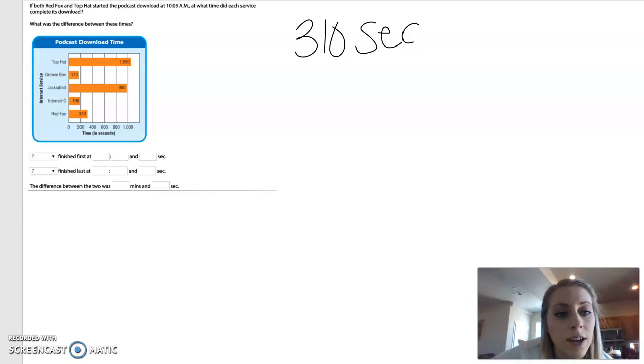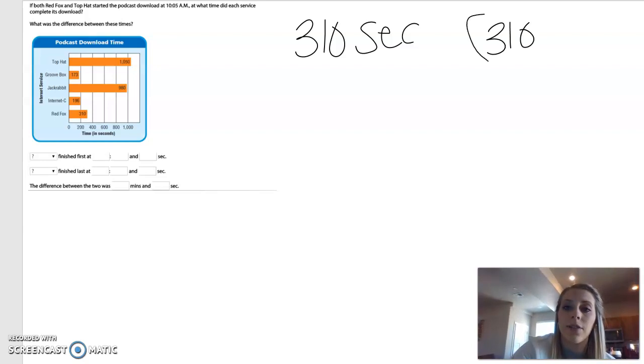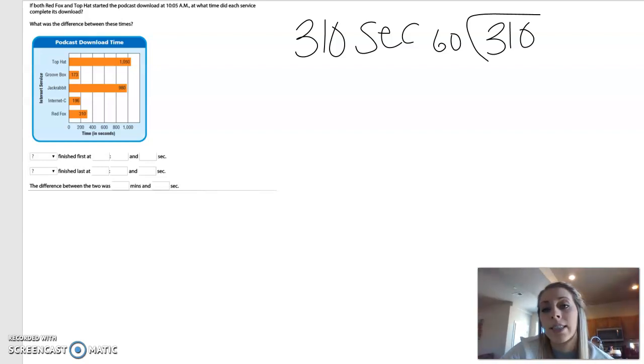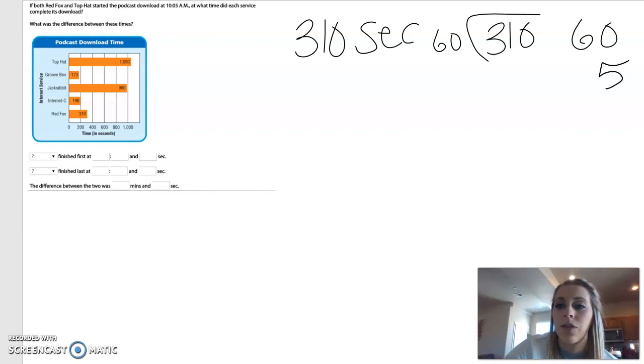So we need to convert that to a time. So 310 divided by 60, because there are 60 seconds in a minute, okay? 60 cannot go into 3, 60 cannot go into 31, but 60 can go into 310. I'm not sure how many times, so I'm going to take a couple of guesses over here. I'm going to guess 5.